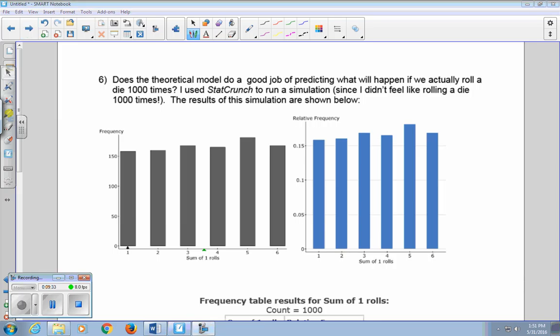Does the theoretical model do a good job of predicting what will happen if we actually roll a die 1,000 times? I used StatCrunch to run a simulation since I didn't want to actually roll a die 1,000 times, and here are the results of the simulation. Over here we have our frequency bar graph, which is the number of times you rolled a 1. Looks like maybe 155 or so times.